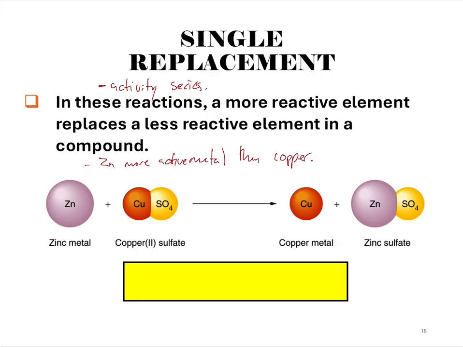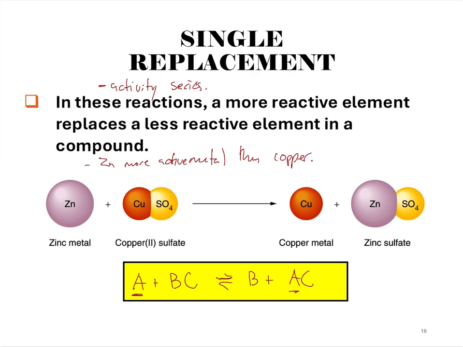to react with the sulfate ion than the copper metal. So it's going to replace the copper's spot on the ion. And so these are in the general form. If we have A plus BC, we get B plus AC, right?